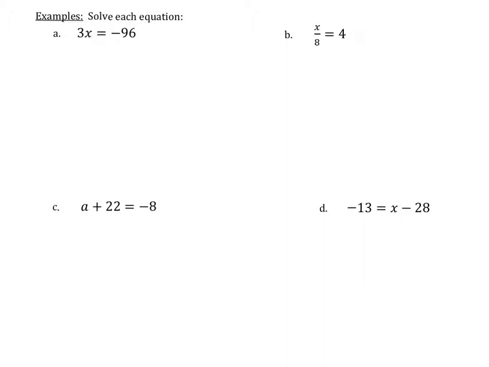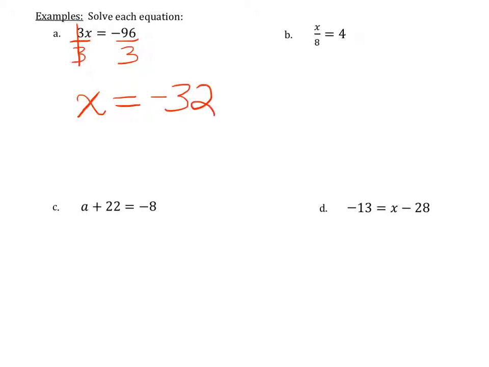Now, as we look at this problem here, we see a 3 and an x. There's understood to be a multiplication between them. So if I want to solve this equation, I'm going to have to do the opposite of that multiplication, which is the inverse operation of division. So I'm going to divide both sides by 3. Notice the 3's cancel here, and so I'm left with just x. And negative 96 divided by 3 equals negative 32.